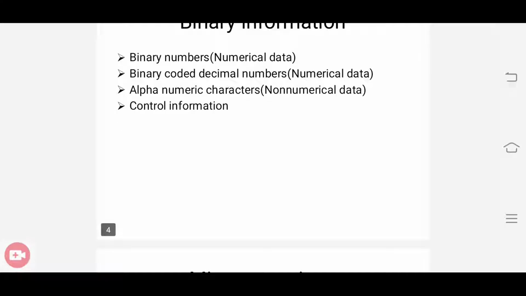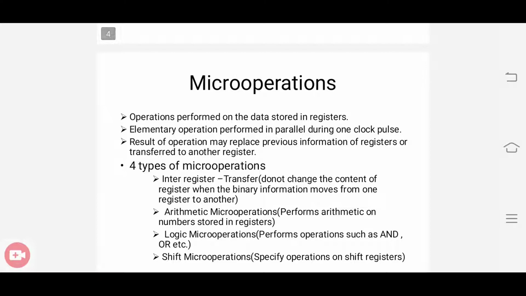Okay. And the third component is micro operation. That means which are the operations that is performed on the data that is stored in the registers. They are known as micro operations. They are of four types. First one is inter-register operation, and the second one arithmetic micro operations, third one logic operations, and fourth one shift micro operations.